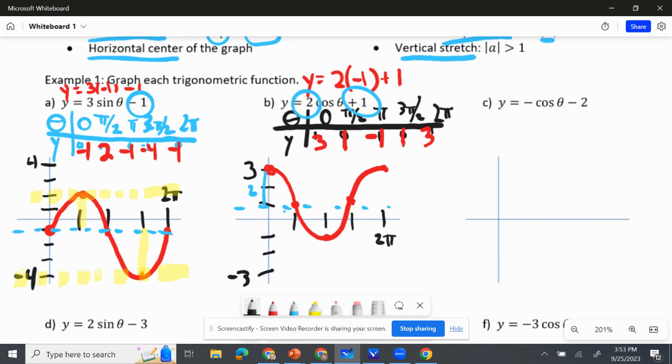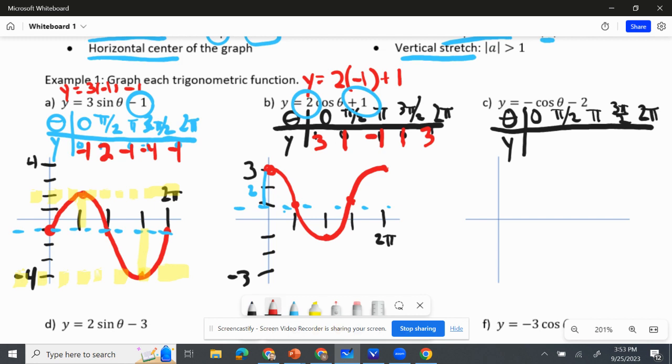Now this next one's a little bit different because we have a negative cosine value. So we're going to see what happens. And so we have 0, pi halves, pi, 3 pi over 2, and 2 pi.